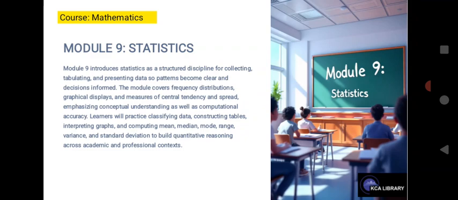In this module, expect to practice how to classify data, how to construct tables, how to interpret graphs, how to compute mean, median, mode, range, variance, and standard deviation, and also the application of statistics to different fields of life.